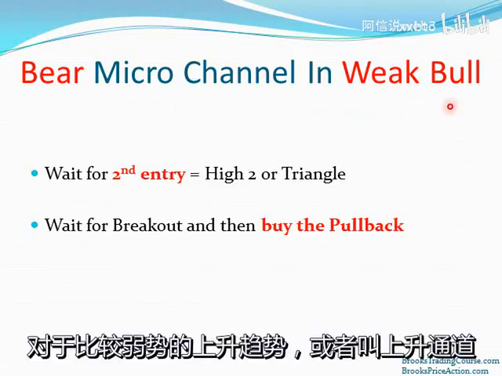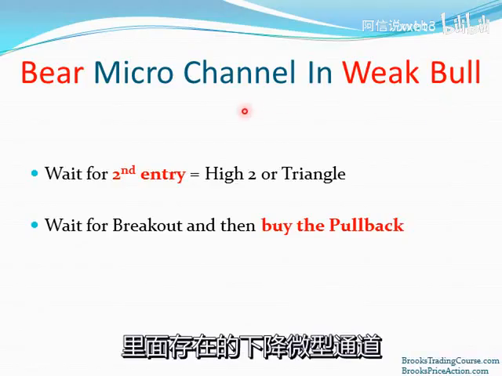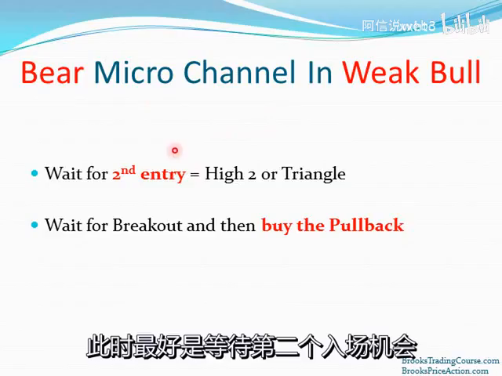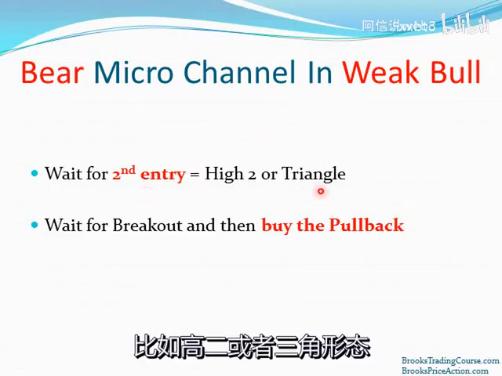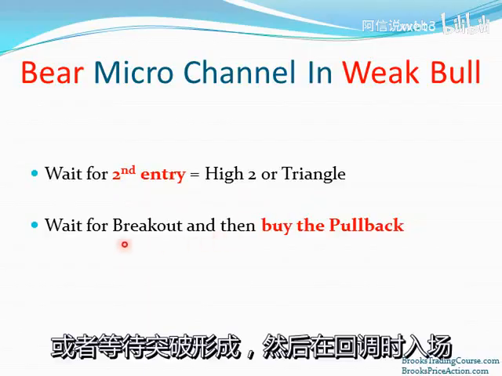Suppose you have a weak bull trend, in other words, a bull channel, and within that weak bull trend you have a bear microchannel. In general, it's better to wait for a second entry, like a high 2 or a triangle. Or you can wait for the breakout and then buy the pullback.